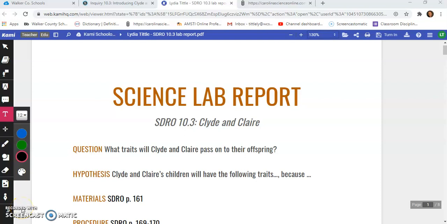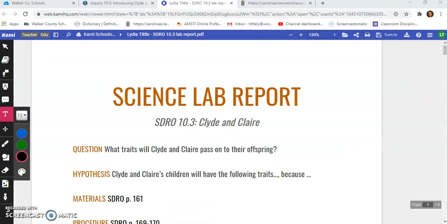In Inquiry 10.3, we're going to be introducing two characters that we're going to create called Clyde and Claire. And so our question for this lab is, what traits will Clyde and Claire pass on to their offspring? So for your hypothesis, think about Clyde and Claire's children will have the following traits because.